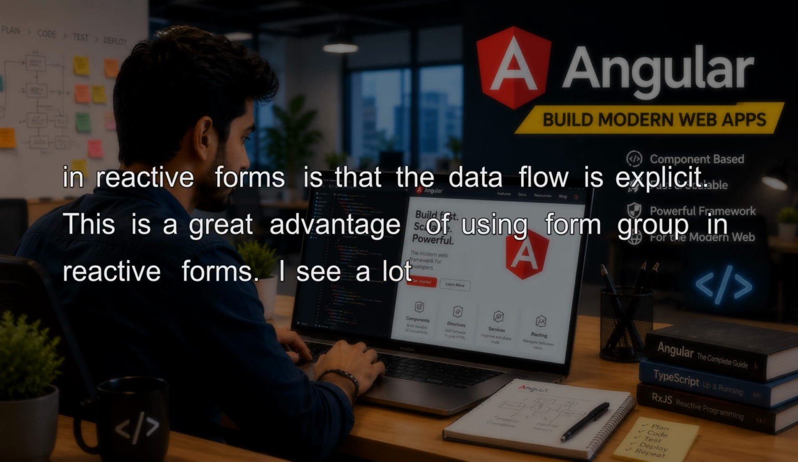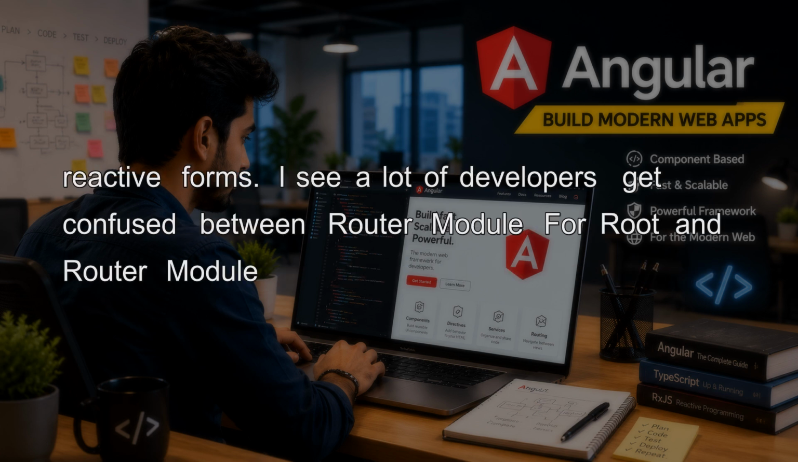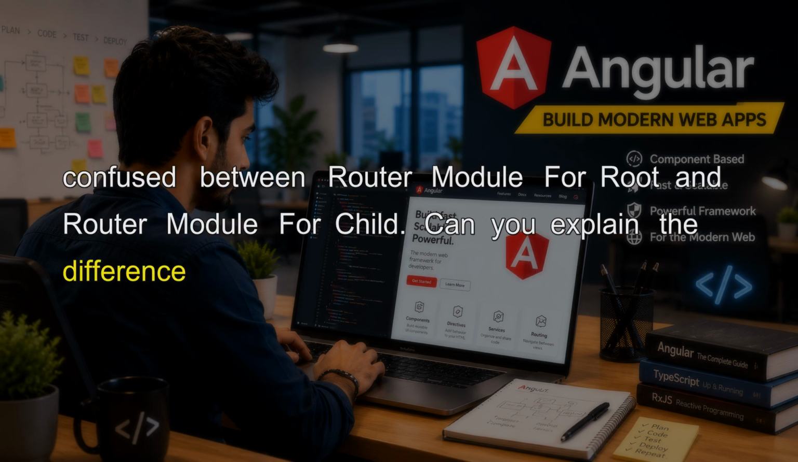Let's shift gears to routing for a moment. I see a lot of developers get confused between RouterModule.forRoot and RouterModule.forChild. Can you explain the difference and when to use each?